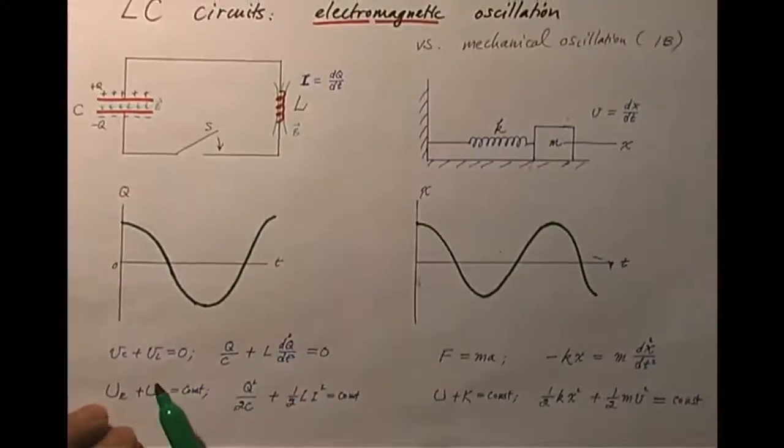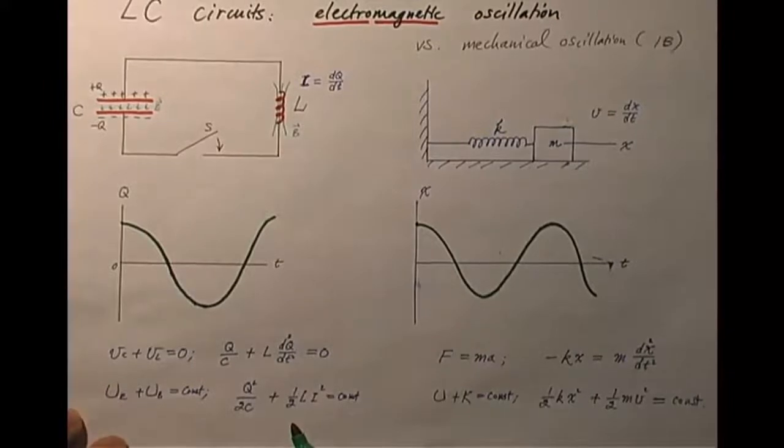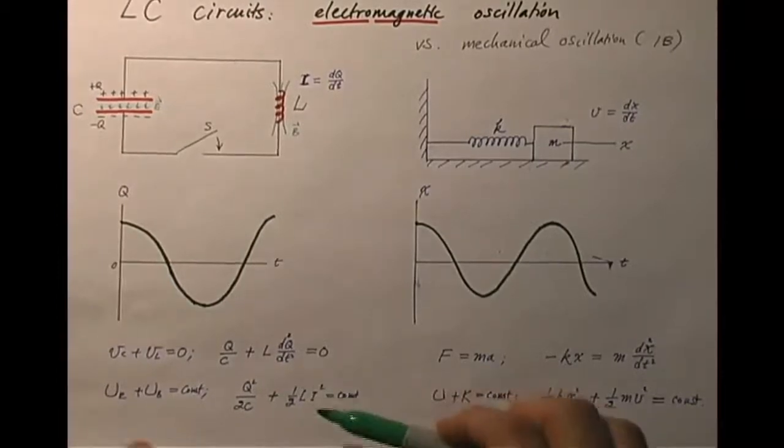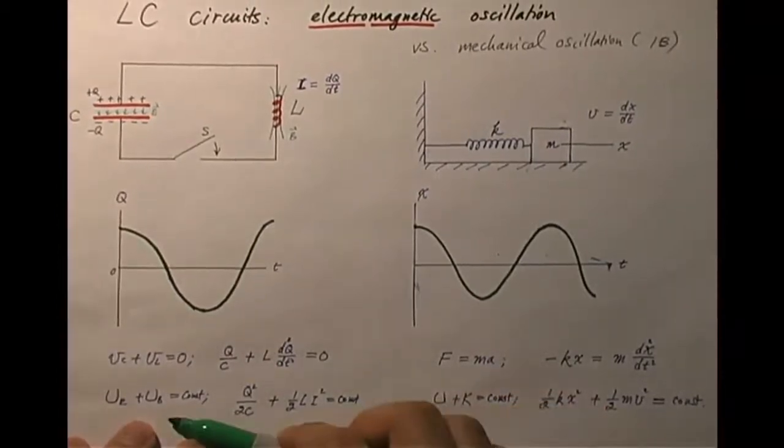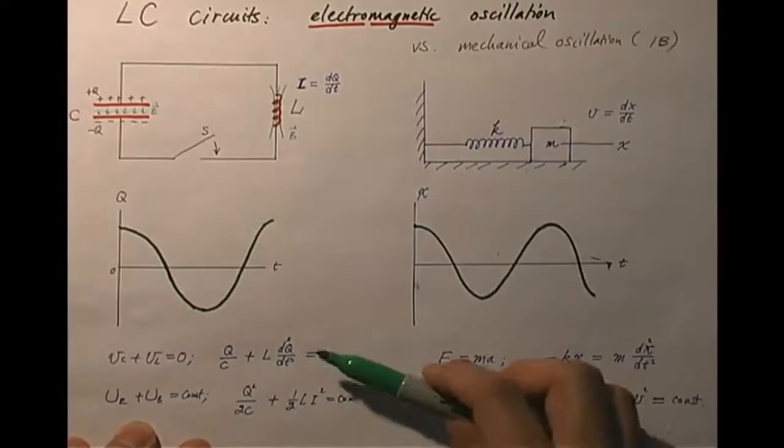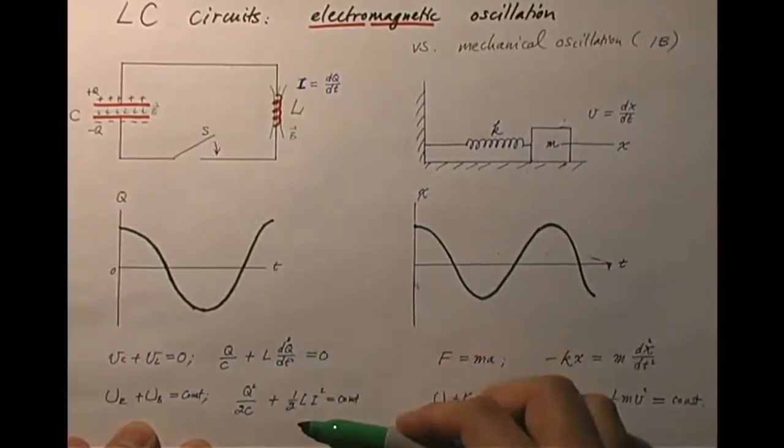If you consider the energy of the system, in the electromagnetic case, you have electrical energy stored on the capacitor plus the magnetic energy stored on the inductor. You add them up, it should be a constant. In other words, Q squared over 2C plus 1/2 L i squared should be equal to a constant. By the way, the conservation of energy and the Kirchhoff rule, in other words, these two equations, are totally consistent with one another.